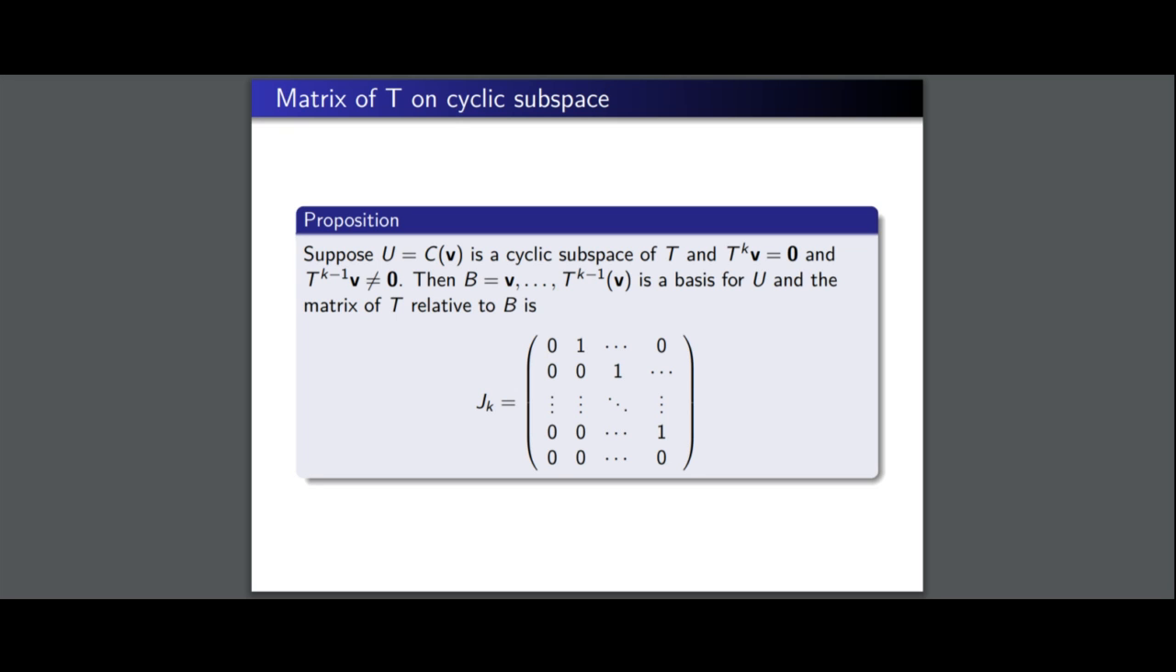So if we can prove that if we can find lots of cyclic subspaces, then the matrix of T will be very simple. It'll just involve a lot of ones just above the diagonal and zeros everywhere else. Okay, so let's try and do that.